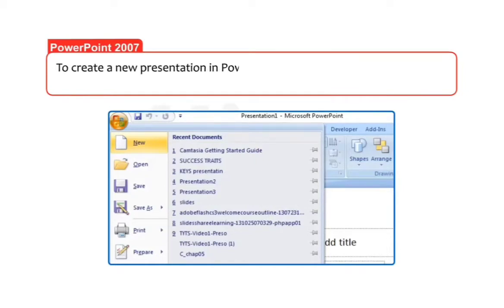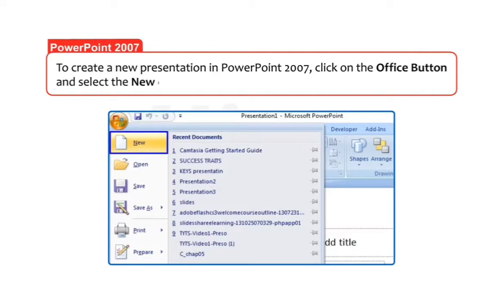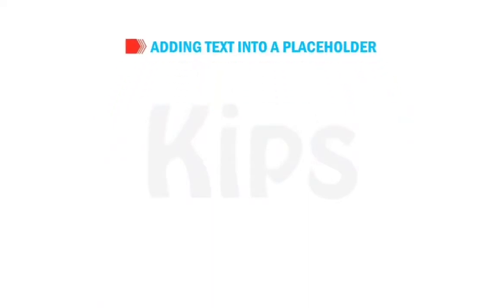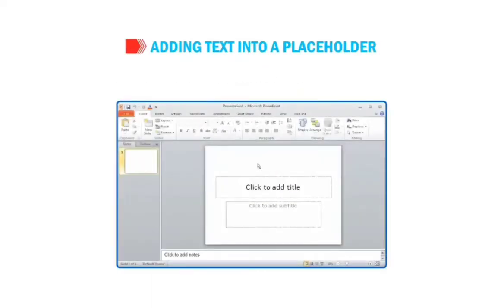To create a new presentation in PowerPoint, click on the Office button and select the New option. Adding text in a placeholder, on page 79 of your computer book. To add text inside the placeholder, follow these steps.